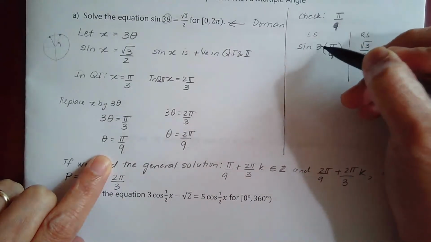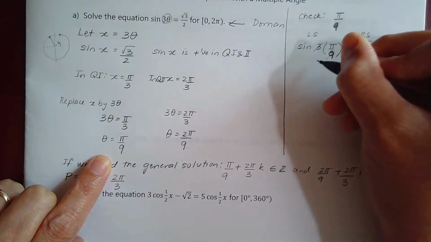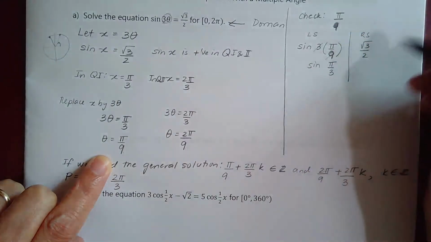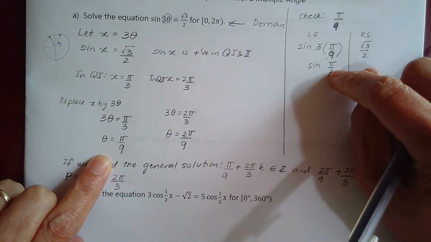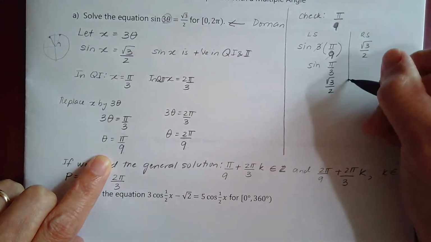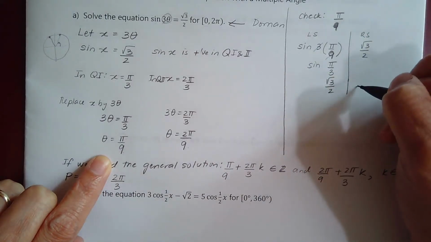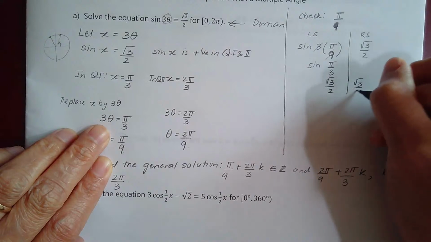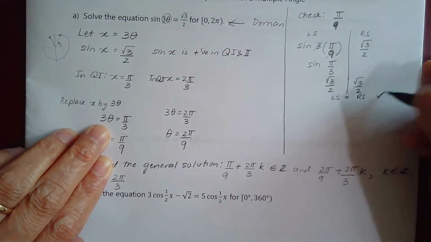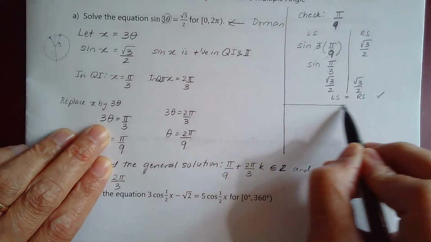So let's give it a try. Sine of 3 times pi by 9. Well, the 3 and the 9 cancel each other out, so I'm going to have sine of pi by 3. What is the sine of pi by 3? The sine of pi by 3 is root 3 over 2. So the left side is root 3 over 2, and the right side is root 3 over 2. That means the left side equals the right side, so that's a good solution. It's correct.